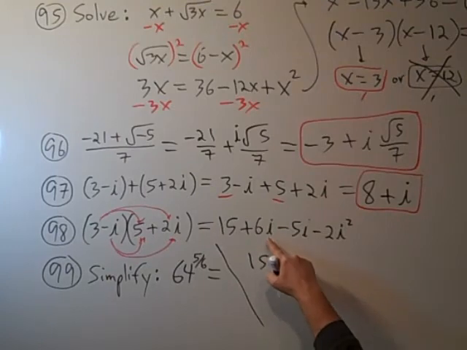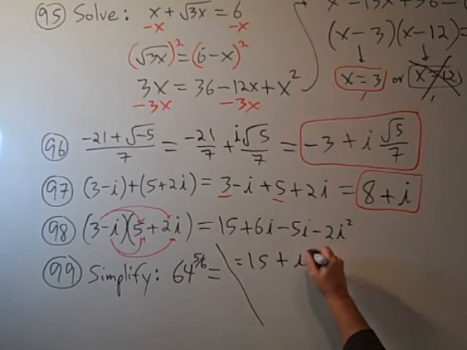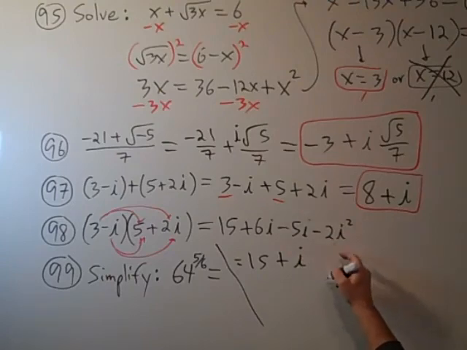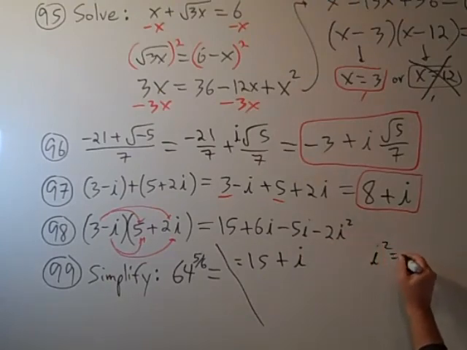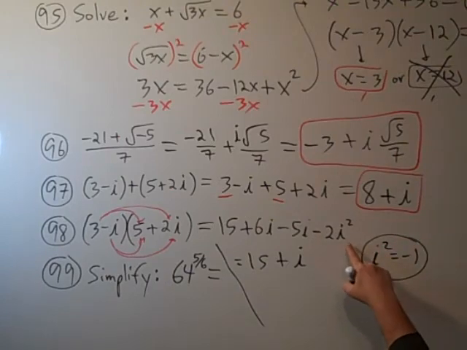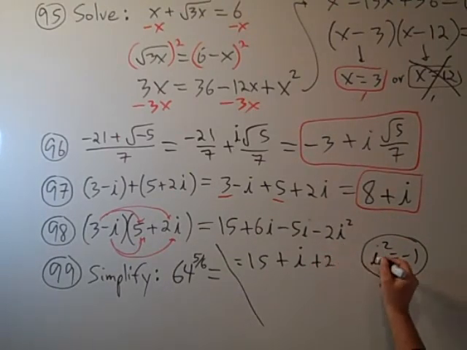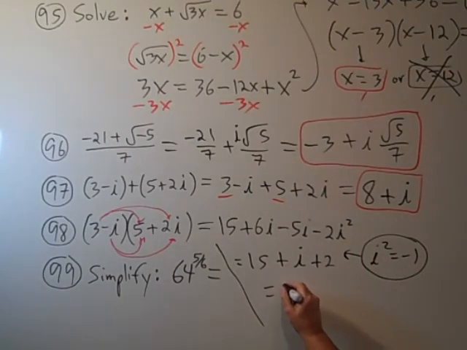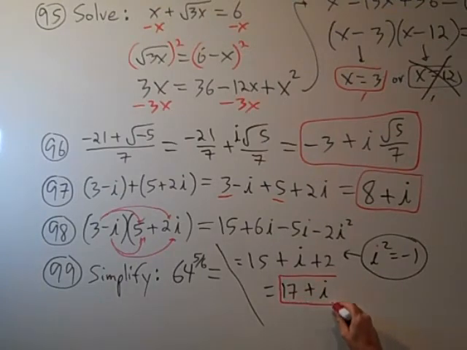We have 15 and plus 6i, minus 5i is just 1i, and minus 2i squared, remember that i squared equals negative 1. That's the strange property of i. So this is really plus 2 because of that. So what we end up having is 15 plus 2 is 17 plus i. So there's the solution to that product of two complex numbers.